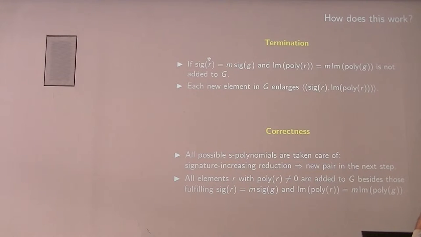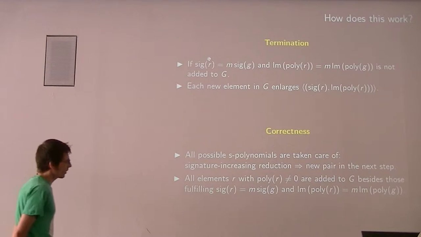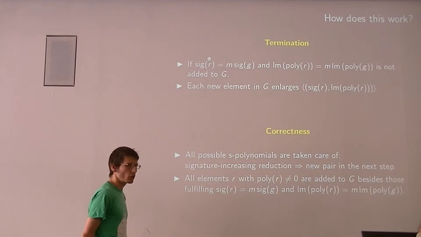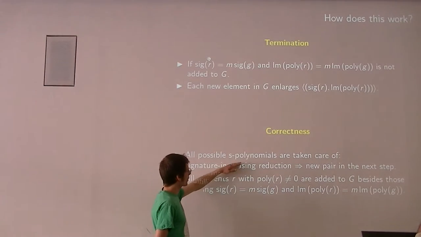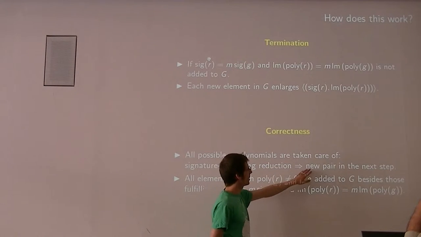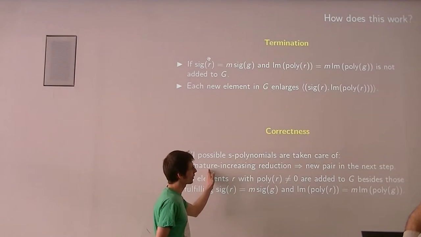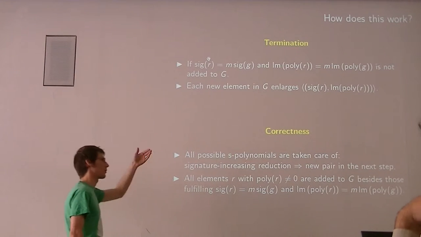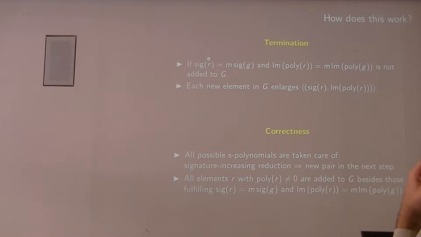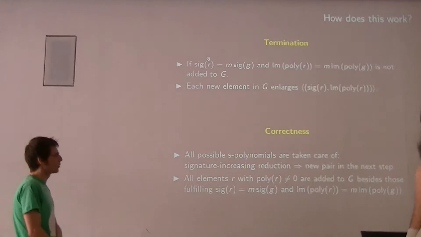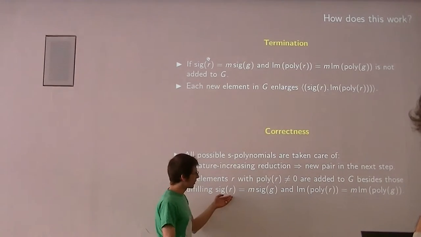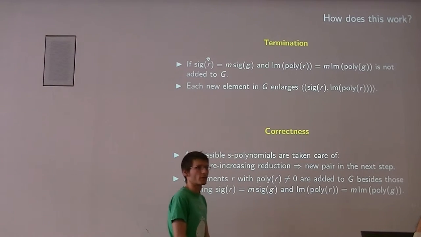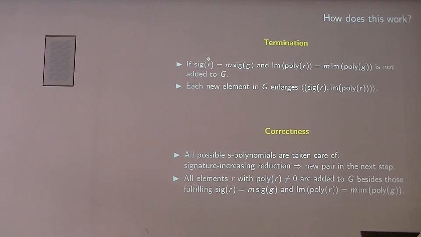Correctness? We look at all possible S polynomials, and the signature increasing reductions, as I told you, if they are really necessary for the correctness of the algorithm, will be taken care of once this element is added to G and new pairs are built. So a signature increasing reduction means a new pair in the next step of the algorithm. Elements in R where poly R is not zero are added to G, besides those which are useless. An element R which fulfills these two equations is useless for the Gröbner basis, so I don't need to add it. That's the general idea.